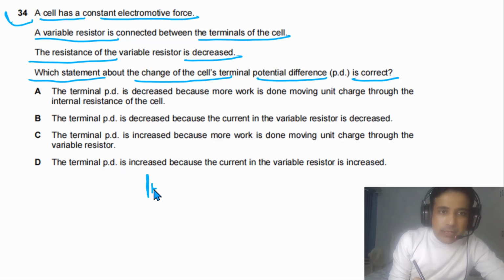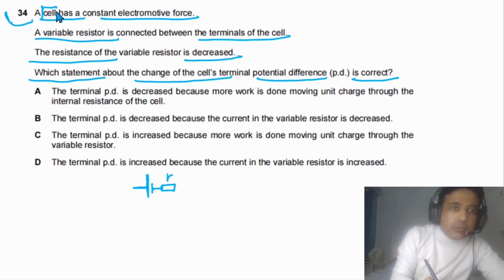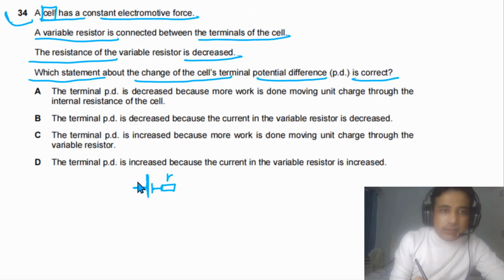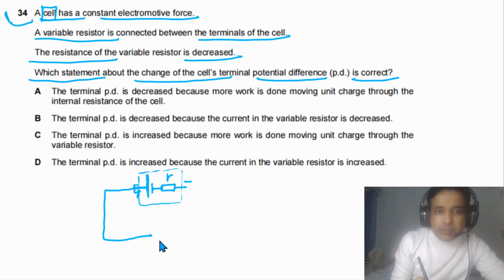So we can sketch a power supply. The power supply has a certain internal resistance. So this is our cell with a certain internal resistance, because in the question a cell is given. We can draw these dotted lines to represent the cell. So this is the positive terminal of the cell, and this side is the negative terminal. And between the terminals of this cell, a variable resistor is connected. So this is the variable resistor.